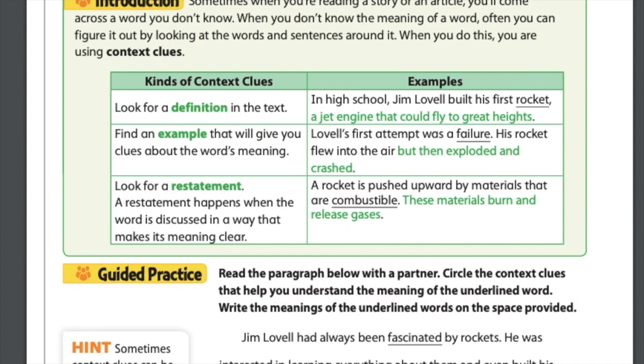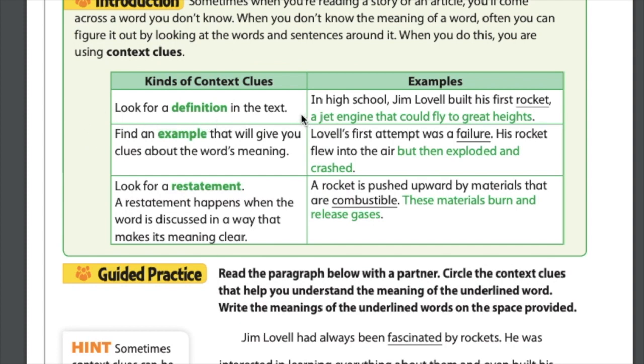Not only that, but I want to emphasize that as you get older and the type of text you read becomes a little more complex, the way that you might find the definition or example might not be in the exact same sentence. It might be in the sentence before or after, or even somewhere later in that same paragraph. So let's look at the examples they give us.